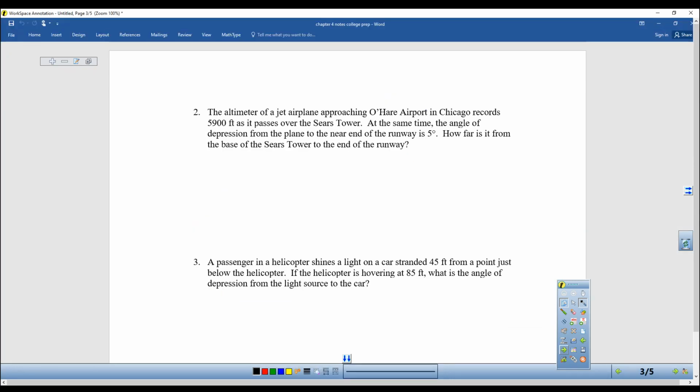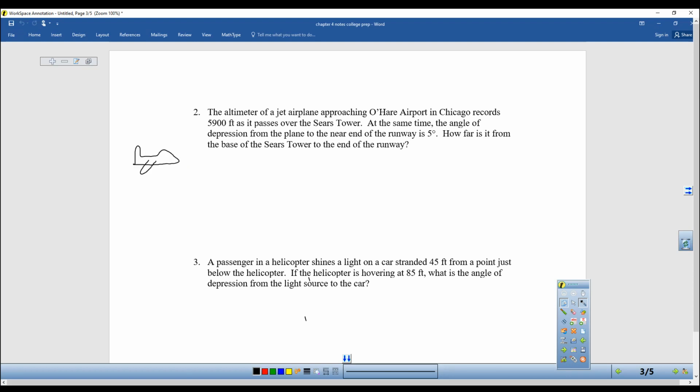The altimeter of a jet airplane approaching Chicago O'Hare Airport in Chicago records 5,900 feet as it passes over the Sears Tower. So the altimeter is something that measures altitude or height. At the same time, the angle of depression from the plane to the near end of the runway is 5 degrees. How far is it from the base of the Sears Tower to the end of the runway? So we have our plane.